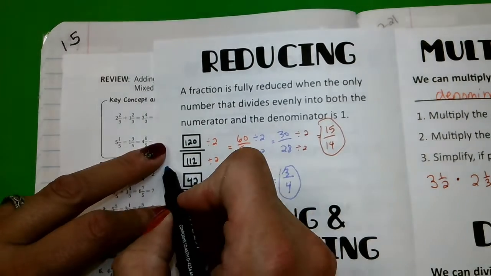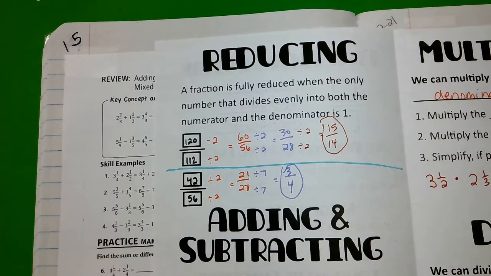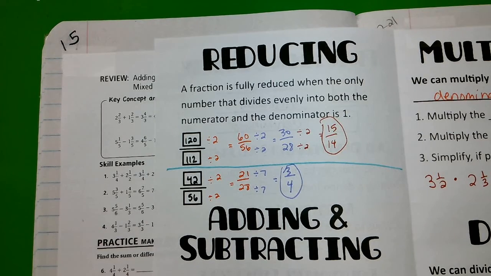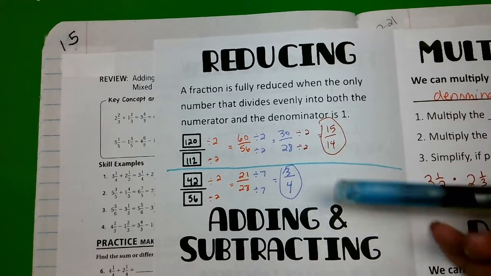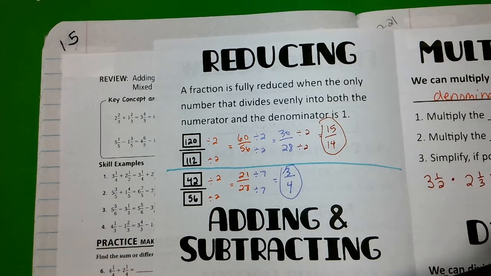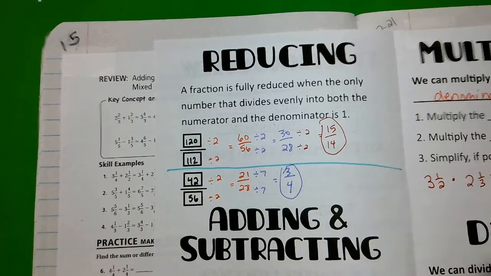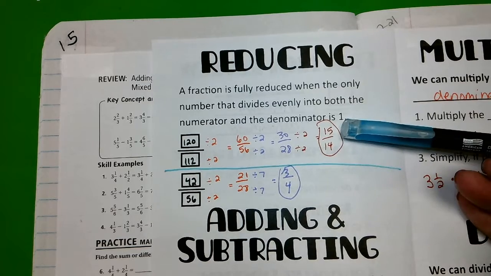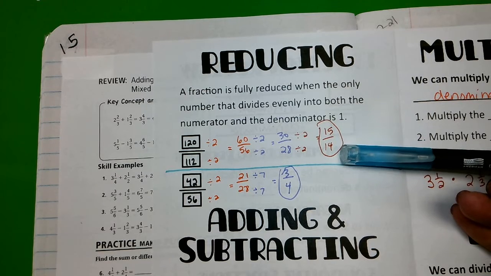And here I'll draw another line to separate this. And so since they're even numbers, I could divide them both by 2. 120 divided by 2 gave me 60. 112 divided by 2 gave me 56. Still both even numbers, so I kept going. Divided by 2 gave me 30 over 28. Still even numbers. Divide again by 2, both the numerator and the denominator. 15 over 14. Well, 14 is an even number, 15 is an odd number. The only number that divides evenly into both 15 and 14 is 1.